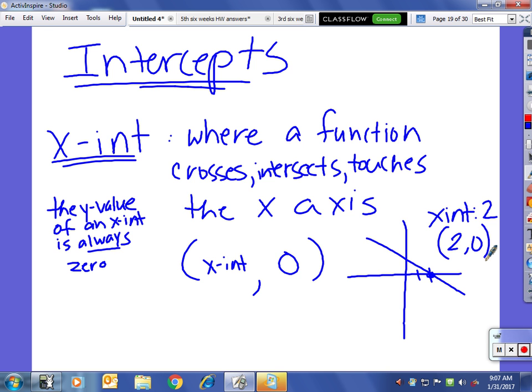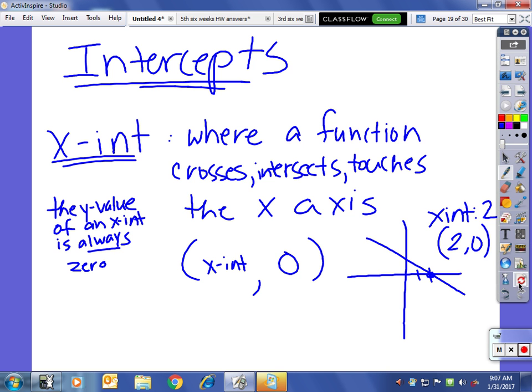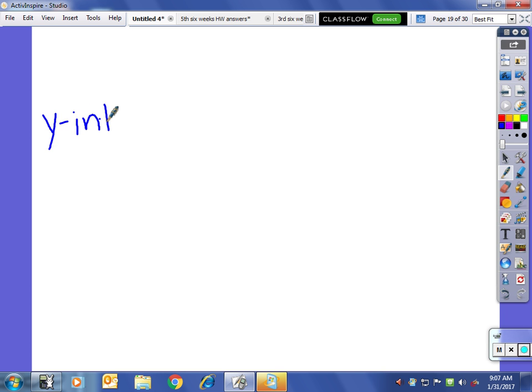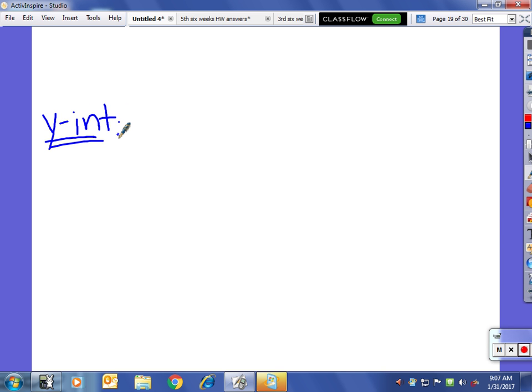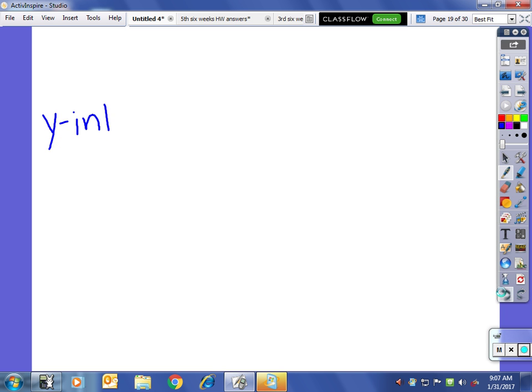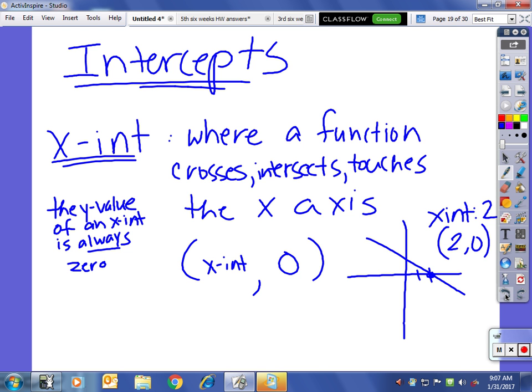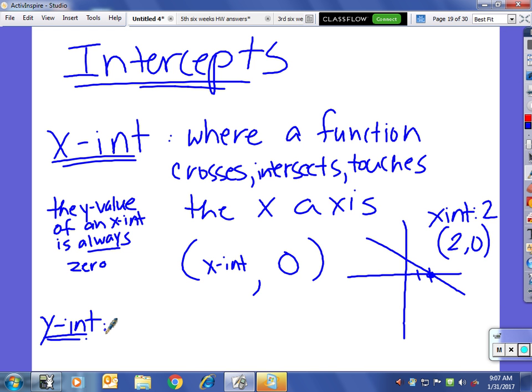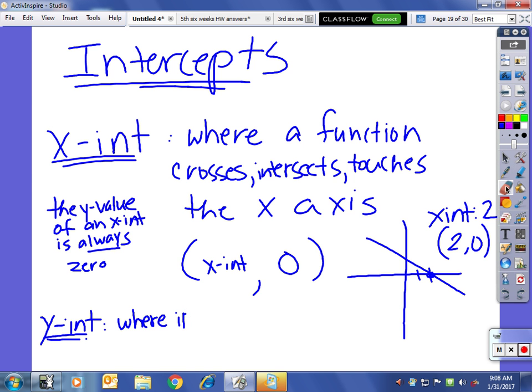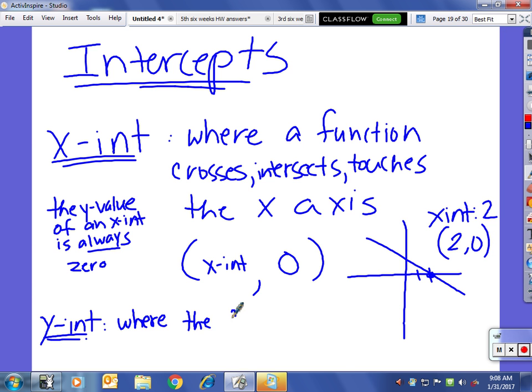Okay, what's another kind of intercept? A y-intercept. Let's talk about what a y-intercept is and means and does. What does a y-intercept mean for a function? Yeah, in this case, it's where the function crosses the y-axis. It could be any kind of function. We're talking specifically about lines right now, but it could be any kind of function.